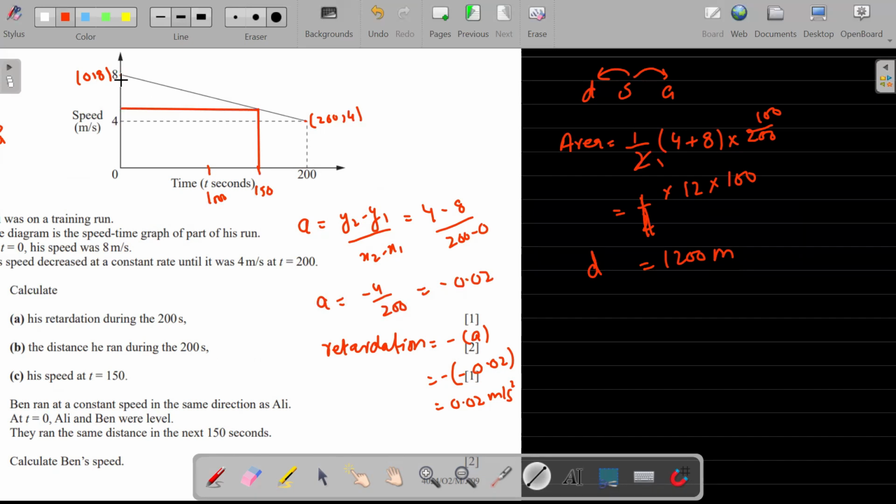So for that, let's make them half. Half of this will be this one: 4, plus half of that. Let's divide it into 4 parts: 1, 2, 3, and 4, then 5, 6, 7, 8. So that is approximately 5. So his speed at 150 will be 5 meters per second. Let's move to the next question.